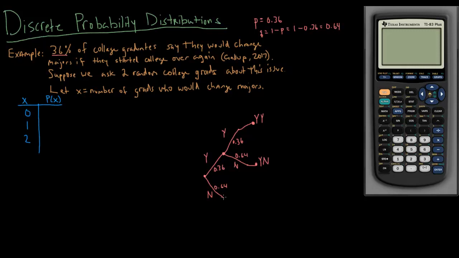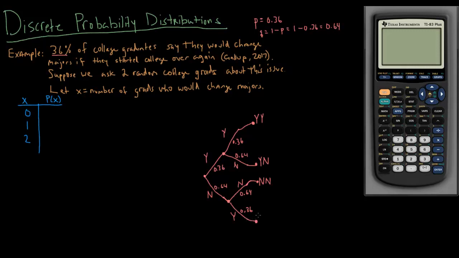Now let's go down here to the other option. The other option was, what about if the first person said no, they liked their major? Well, the second person could say one of two things. The second person could say, no, I like my major again. I wouldn't change. In which case, again, the probability is still 0.64. Or the second person could say, yeah, I would like to change my major. And remember, that probability was 0.36. So this option would be the first person said no and the second person said no. So no, no.